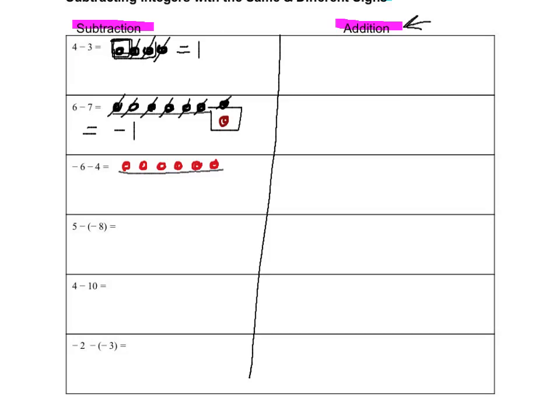Well, how do we not change a value in math? We need to add 0. So we are going to have to add 4 sets of 0. And in order to get sets of 0, we need to add opposites.